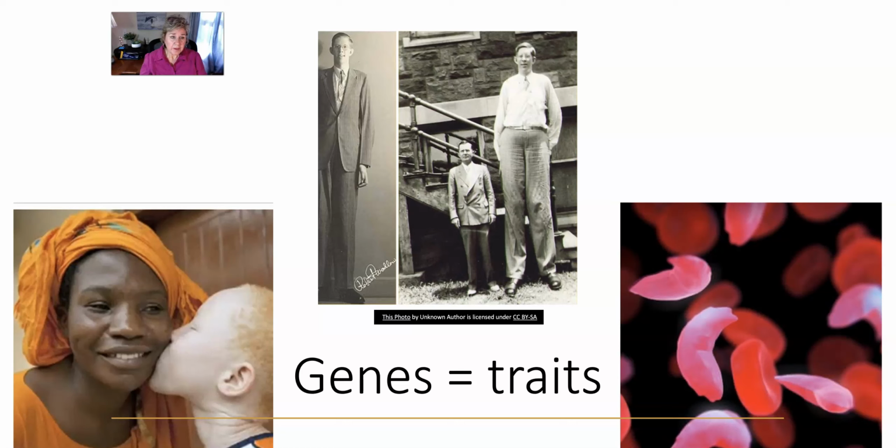All right, a couple of things that go along with this week. Genes equal traits, and I have mentioned that. Here are three simple traits that are ruled by single genes in the human genome. So albinism is a recessive trait. You see that on the bottom left, that little boy who has a lack of melanin. Marfan syndrome, the man in the middle who is so tall, is dictated by a single gene, and that is a dominant trait. A person with Marfan syndrome grows very tall, and they have very large hands and feet.